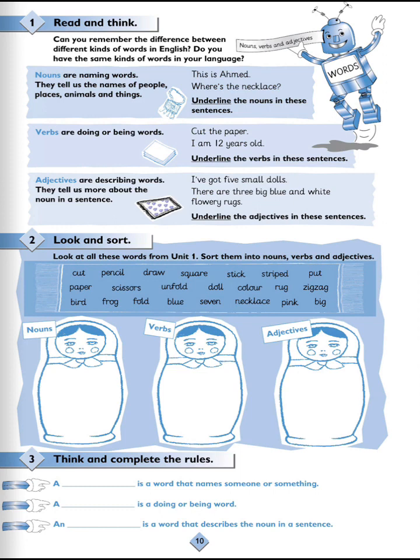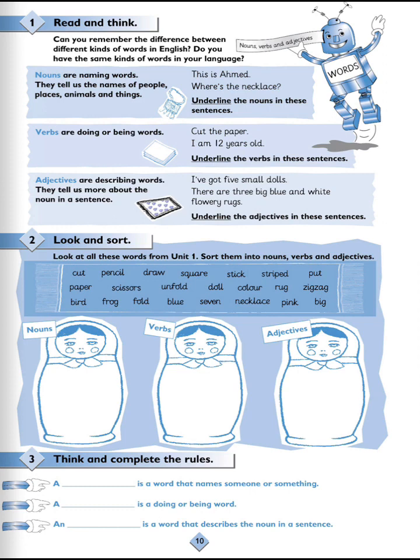The second part is verbs. Verbs are doing or being words. Let's see the examples. Cut the paper. I am 12 years old. Underline the verbs in these sentences. The verbs are cut, am.